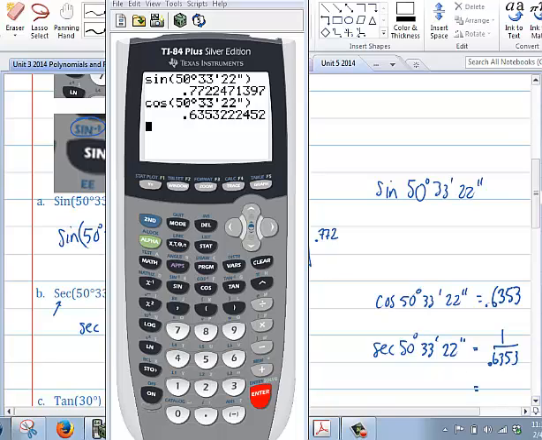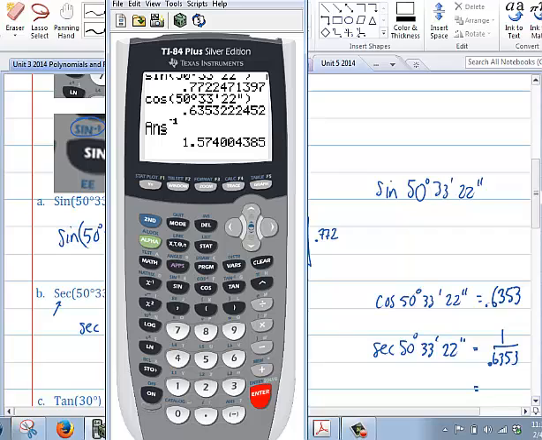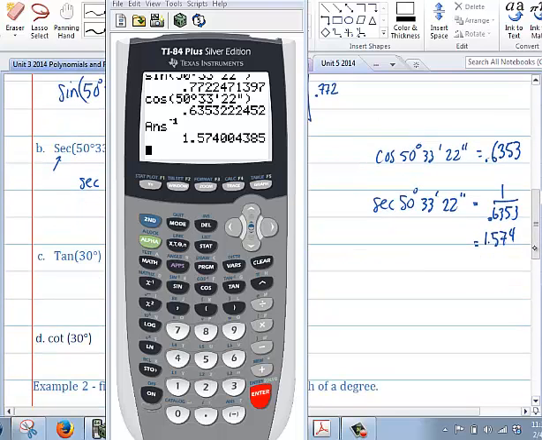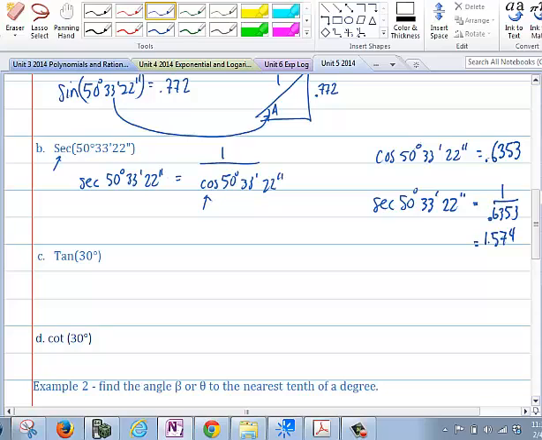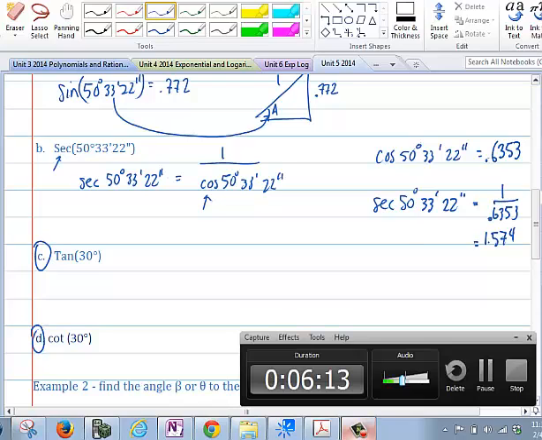On your calculator, if you have this value already in memory, hitting the x to the negative 1 button turns the fraction upside down because that's the reciprocal button, and the secant would equal 1.574. So what I want you to try on your own is to find the tangent of 30 with your calculator, and then tell me what the cotangent of 30 degrees would be. I'm going to pause the video now.